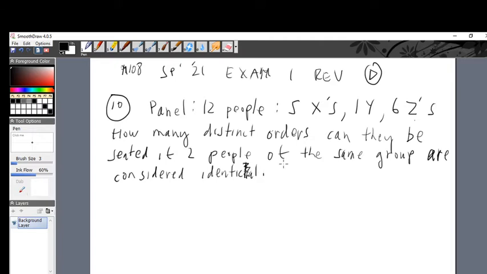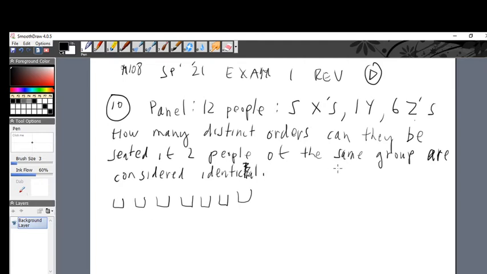Okay, so now, what do you do in a case like this? Now, what's really going on over here? Just imagine there's 12 seats, right? You're going to put them in seats. 1, 2, 3, 4, 5, 6. Right. So someone from X is not identical to someone from Y. So if an X person is here and then a Y person is there, or a Y person is here and an X person is there, that's considered two different things. So order is important to a certain extent, right? Except that if they're the same group, then they're identical. But besides that, order is important.